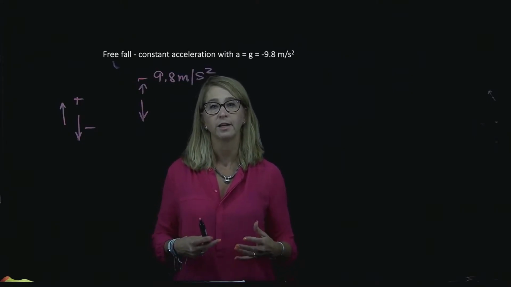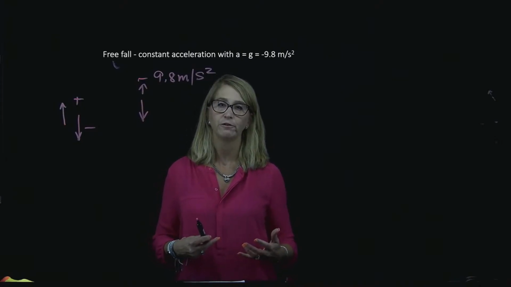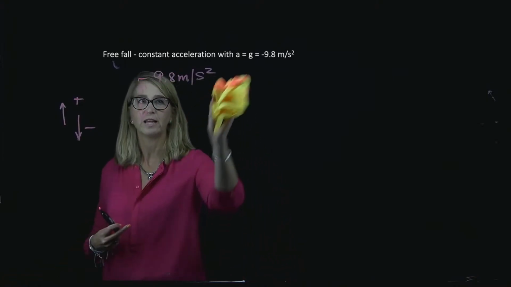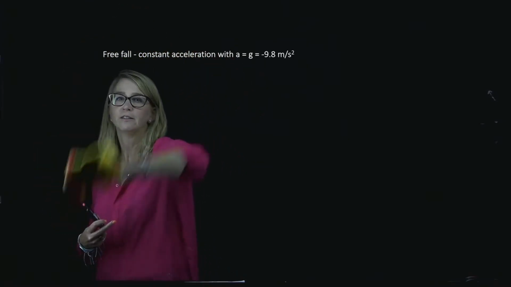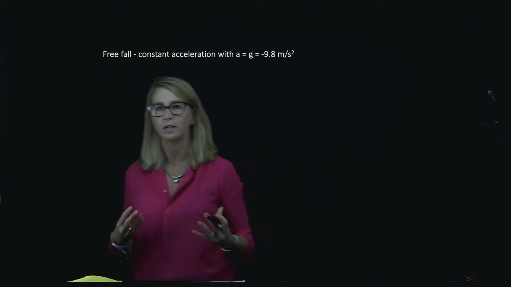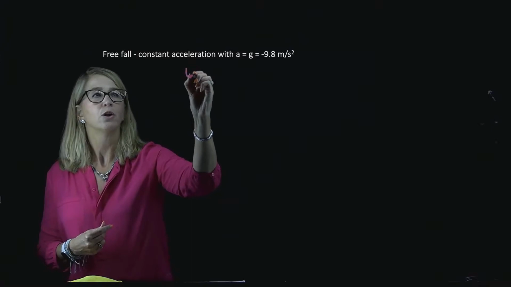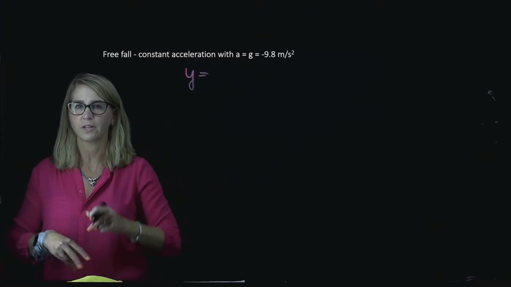So everything is going to be the values or the expressions that we used in the previous video, the constant acceleration, but now we always have the same value for the acceleration, which is minus 9.8 meters per second squared. So let's look at what our expressions end up looking like for free fall. The other difference that you'll see is because we're talking about free fall, we usually use y. So y, because usually vertical's y, horizontal's x.